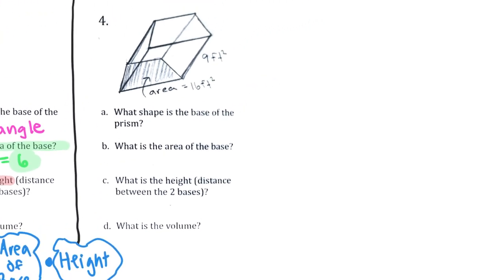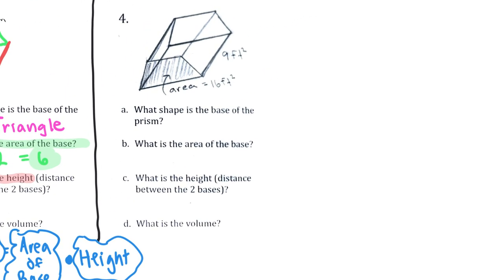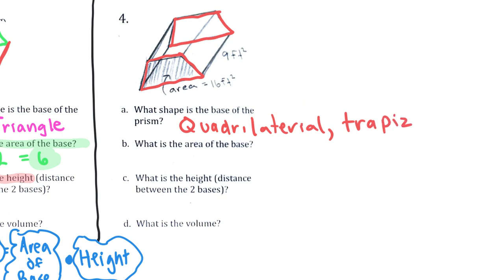All right, our next problem follows the same idea. This one's actually a little bit easier because they give us the area of our base. So the first thing we need to do is figure out what shape is the base of my prism. And there's actually a couple answers we could say. There are 4 sides, so we could say it's a quadrilateral. Or if you happen to know this, it is also a trapezoid. So either one of those answers is sufficient.